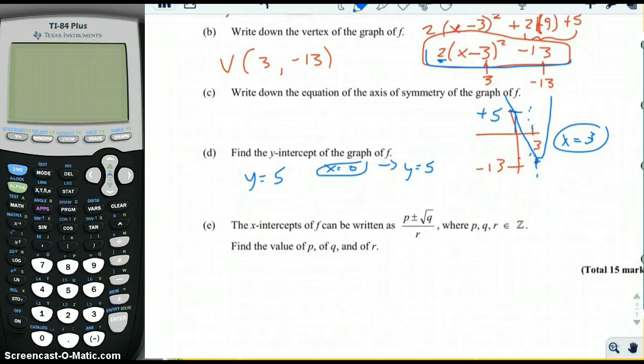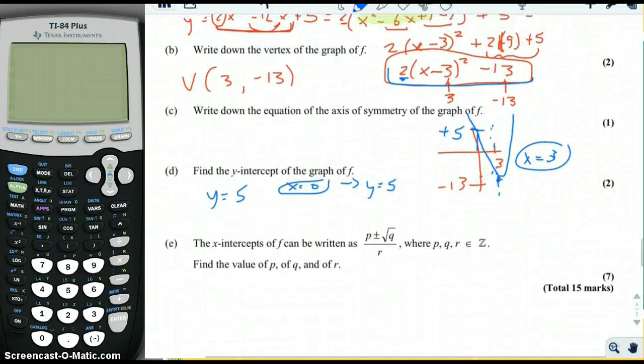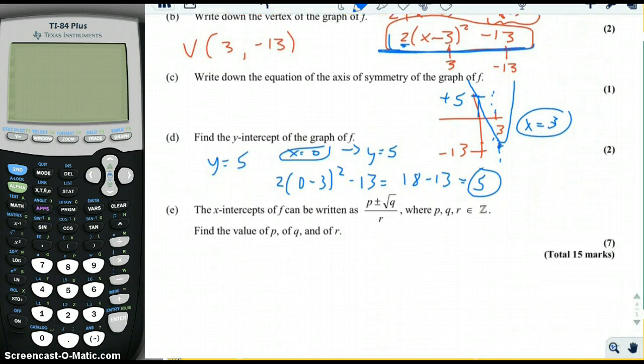Okay, and then the other thing, the other equation is this one. So you could also put x equals 0 into the vertex equation, and you would get 0 minus 3 squared times 2 minus 13. That would be equal to 18 minus 13, which is equal to 5. You get the same answer, right?